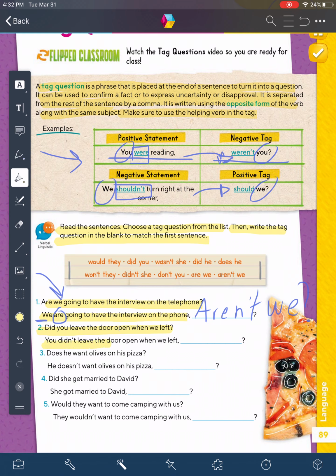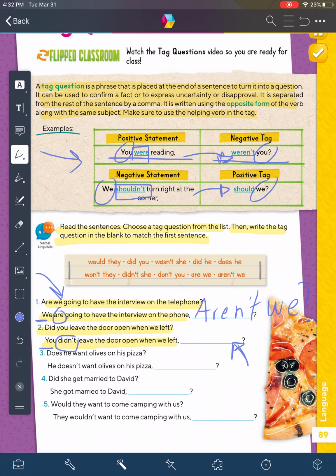You didn't leave the door open when we left. So, the same, we have to identify the helping verb, in this case, didn't, and the subject, you. Remember, in order to write the tag question, you have to write it in the opposite form. Didn't is negative, so you have to write here the affirmative form, using the same subject, in this case, you. So, how should we write the tag question?